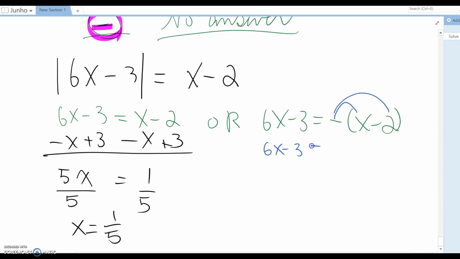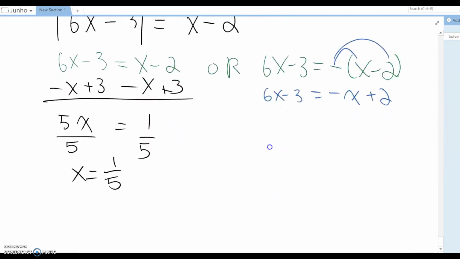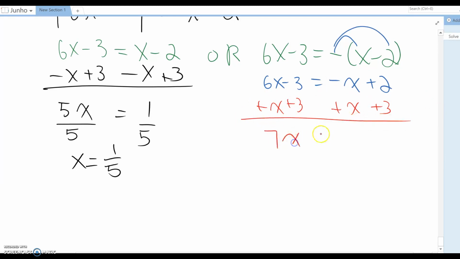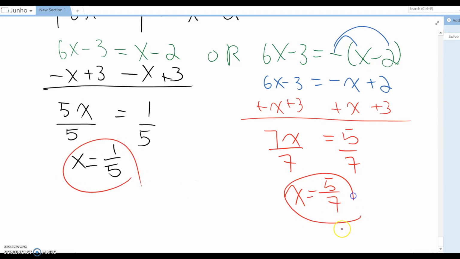Or now distribute, then 6x - 3 = -x + 2. So from here, you combine x, and at the same time combine 3 on both sides, then 7x = 5, and divide by 7, then x = 5/7. So those are the two answers.